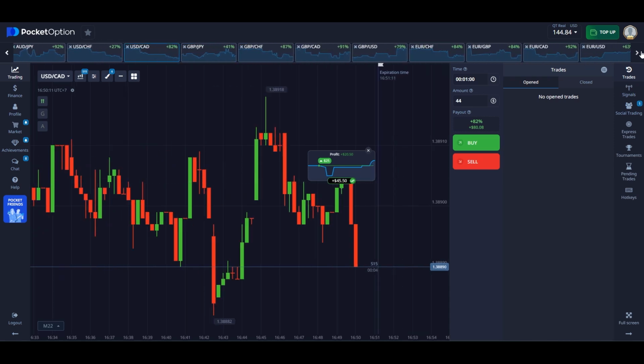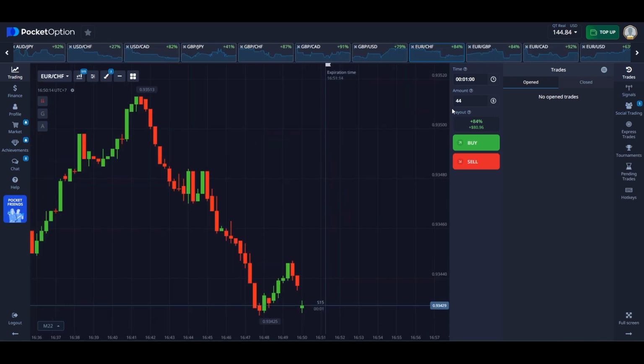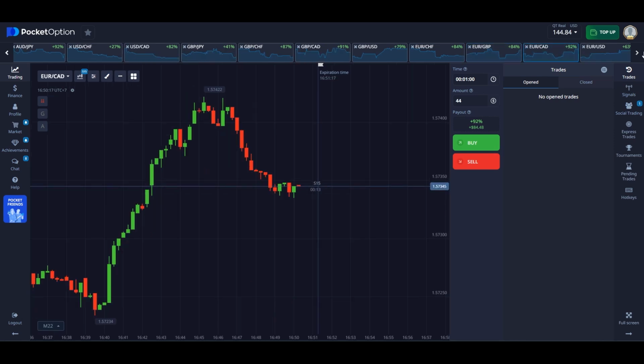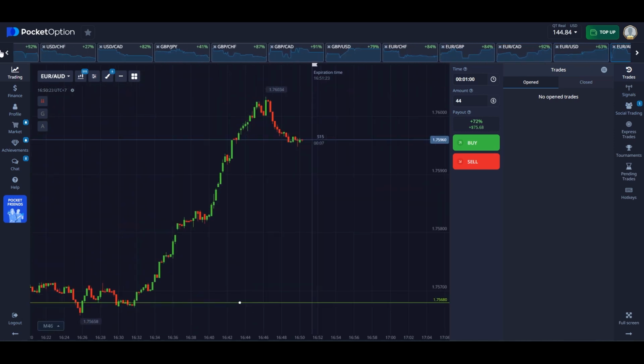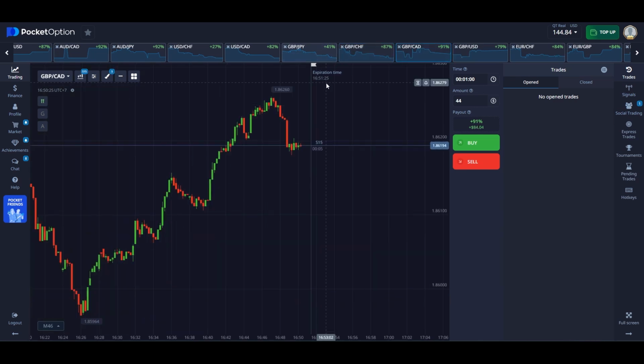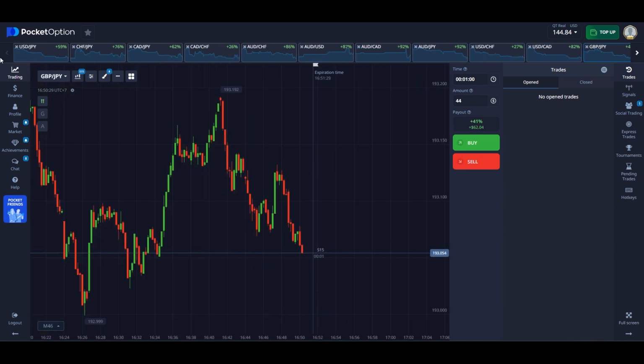Excellent! Let's try to pick a good currency pair. First of all, I recommend immediately looking for high payouts, because the best price movements usually happen with those currency pairs. When the payout is low, the price tends to stay flat most of the time. But right now, there are almost no such currency pairs. Let's try to look for some.